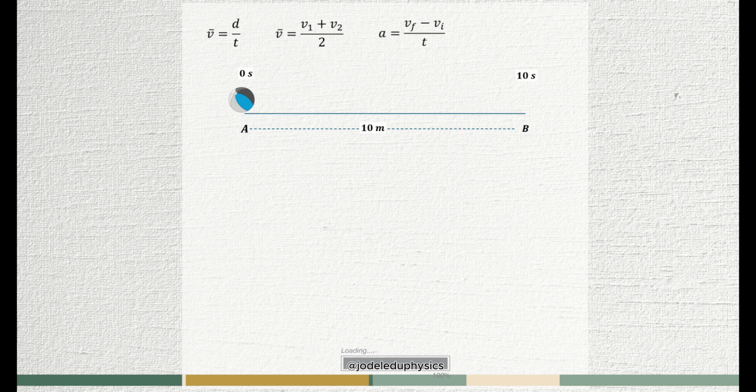Finally, our third equation describes the change in speed over time, which is known as acceleration. To find acceleration, calculate the difference between two instantaneous speeds and divide it by the time over which this change occurs. Let's demonstrate this using our example of a ball moving from point A to point B. Suppose the ball starts at 2 meters per second at point A and gradually slows down to a stop in 10 seconds at point B.